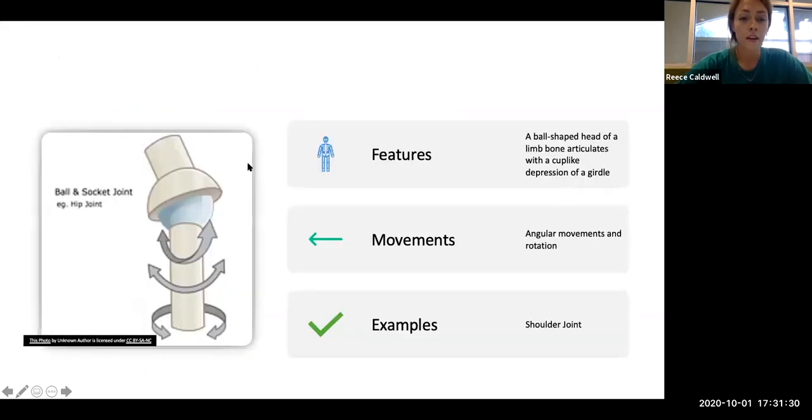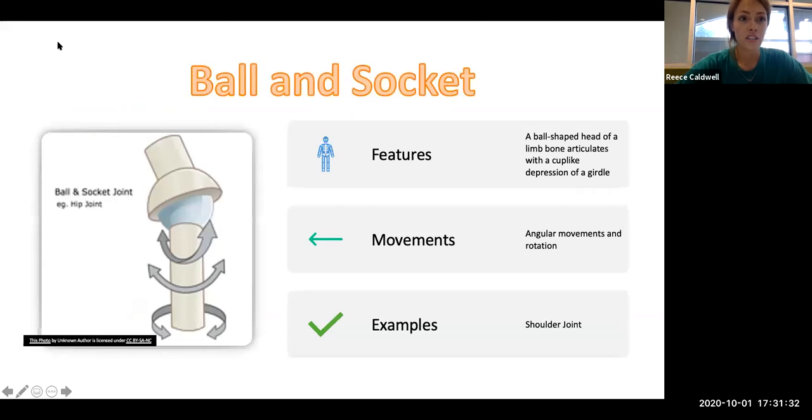First we have our ball and socket joint. A lot of you have heard of this, in life science in high school, even middle school. This is one of the most basic joint structures that we've all heard of, a ball and a socket. So, a head of a bone will articulate with a cavity and form that kind of angular movement, rotation, things like that.